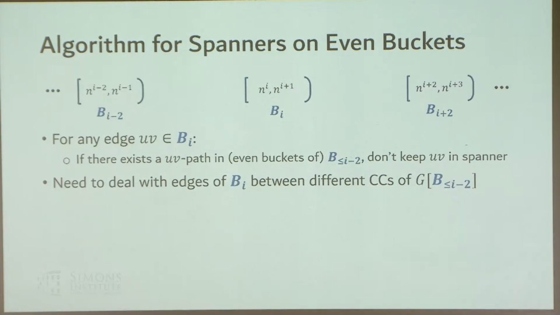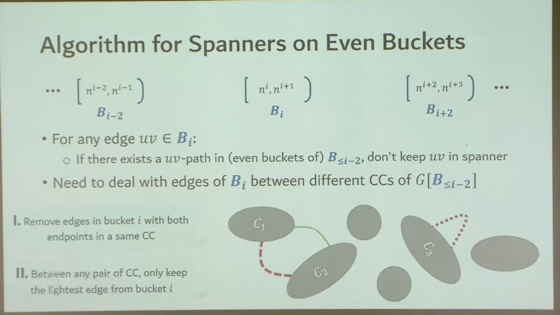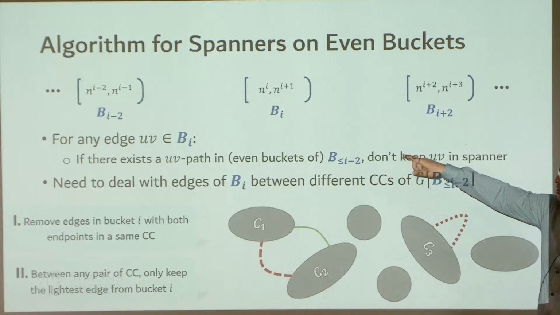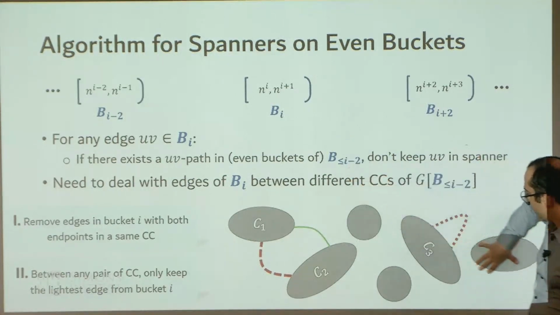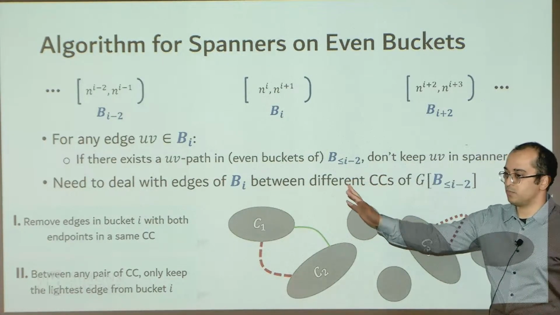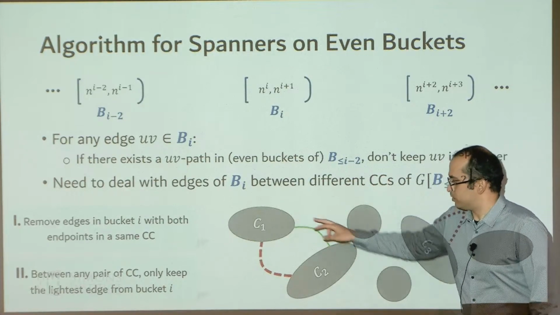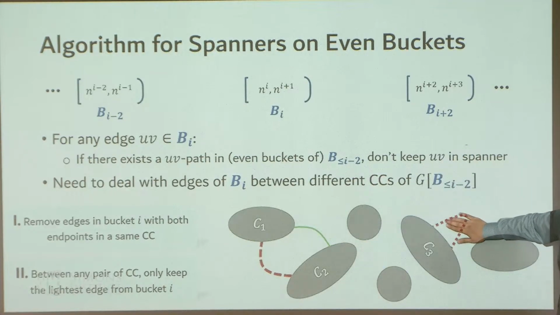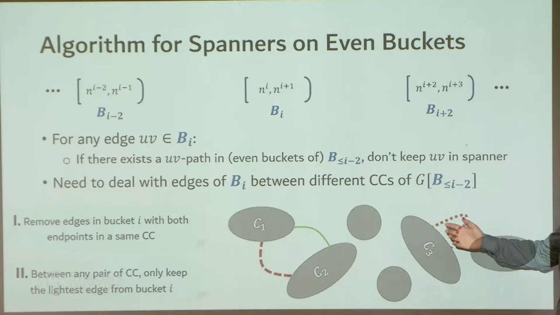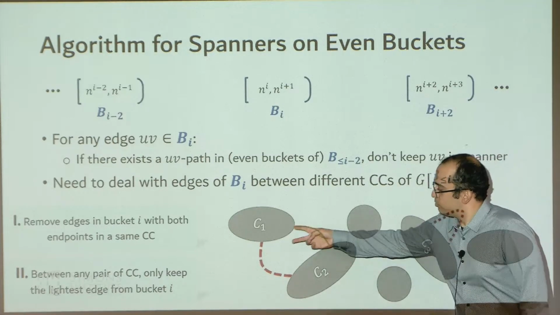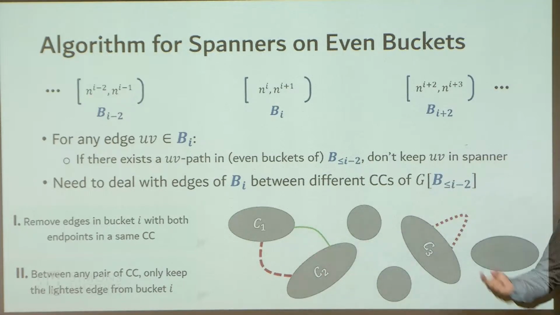Okay, that's the main observation here. So basically, to decide which edges from B_i I need to pick, I compute the connected components using the smaller buckets, and only pick the edges that are between two different connected components. So I get rid of these edge variances. And if you look at it more carefully, we also don't need to keep multiple edges. We can only keep the lightest one between two different connected components.